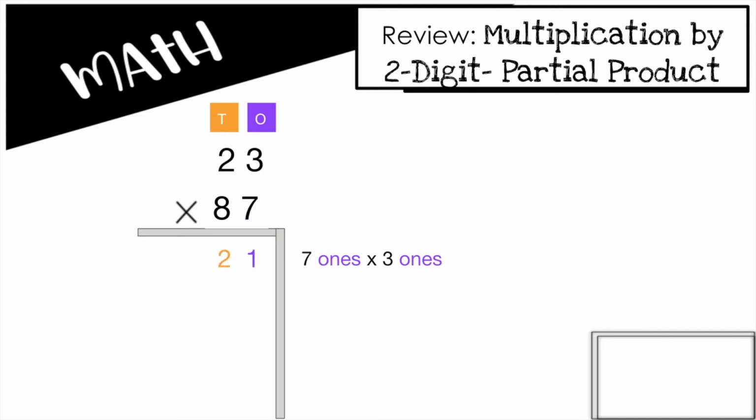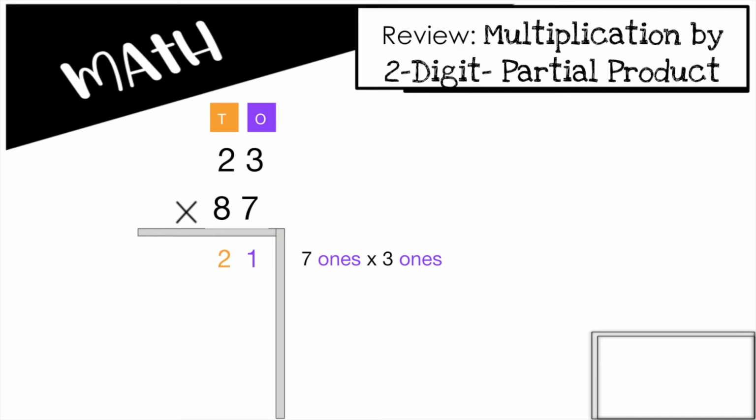Alrighty. Your answer should have been 21. And why on earth is my 2 in orange? Because my answer is 21. That means I have 2 tens, 20, and 1 in my ones, 21. And I am not done.